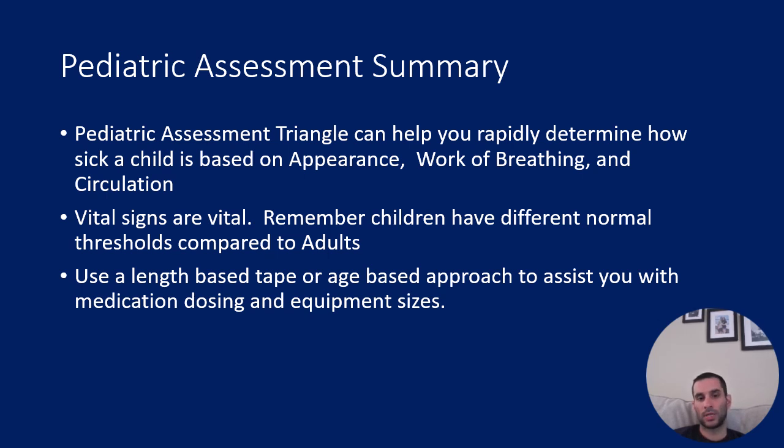So let's summarize the pediatric assessment section. The pediatric assessment triangle can help you rapidly determine how sick a child is based on their appearance, work of breathing, and circulation. Remember, vitals are vital, and kids have different vitals than adults, and be opportunistic when getting them. Get them when the kid's calm if you can. And lastly, we don't do math on scene. Use a length-based tape, use an app, or an age-based system that helps you get the appropriate doses, equipment sizes, vitals, etc.